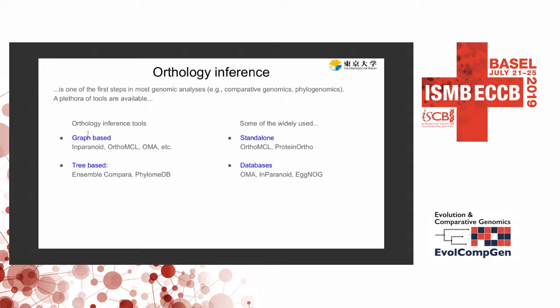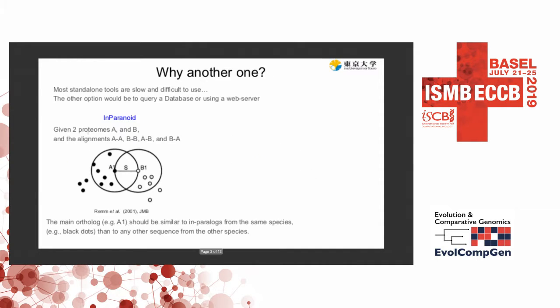So as a user, usually you can use a standalone to predict de novo your orthologs, but these are usually difficult to install, or you can use, for example, a database like ISMB, ECCB. And then, of course, why another, right? So in my case, I had to use an orthology tool for myself. I was using ISMB, which is one of the oldest, and I think it's a very nice, simple idea behind the separation.